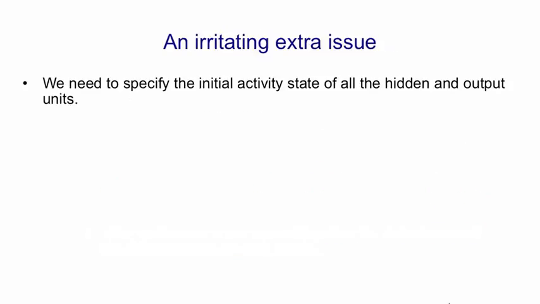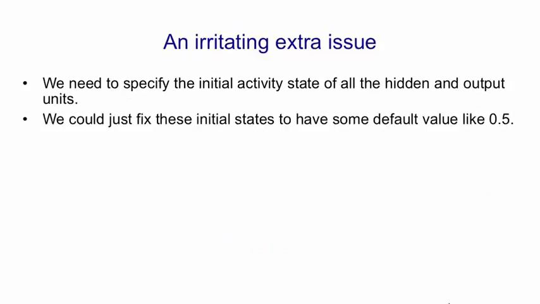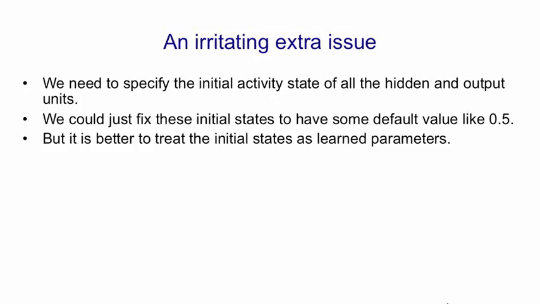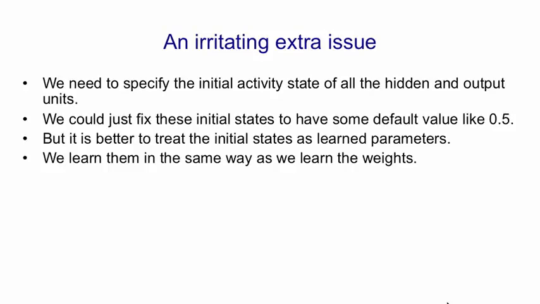There's an irritating extra issue. If we don't specify the initial state of all the units, for example if some of them are hidden or output units, then we have to start them off in some particular state. We could just fix those initial states to have some default value like 0.5, but that might make the system work not quite as well as it would otherwise work if it had some more sensible initial value. So we can actually learn the initial states. We treat them like parameters rather than activities, and we learn them the same way as we learn the weights.